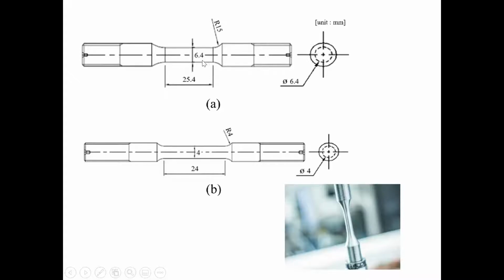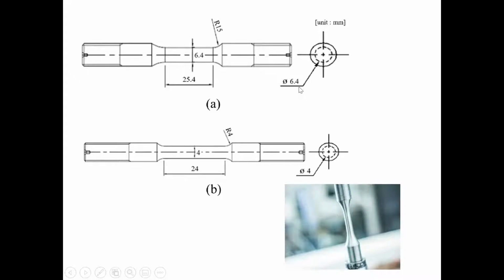And this is where we're going to get a failure. It's guaranteed to fail between this point here and this point here. I'm not quite sure where, but it will be certainly between those 2 points. And that's called the gauge length, which has a distance of 25.4 millimeters. The diameter in the gauge length is 6.4 millimeters. And here we have a radius of 15 millimeters. That's a radius there, and another one here. And then we come to a much bigger diameter here.